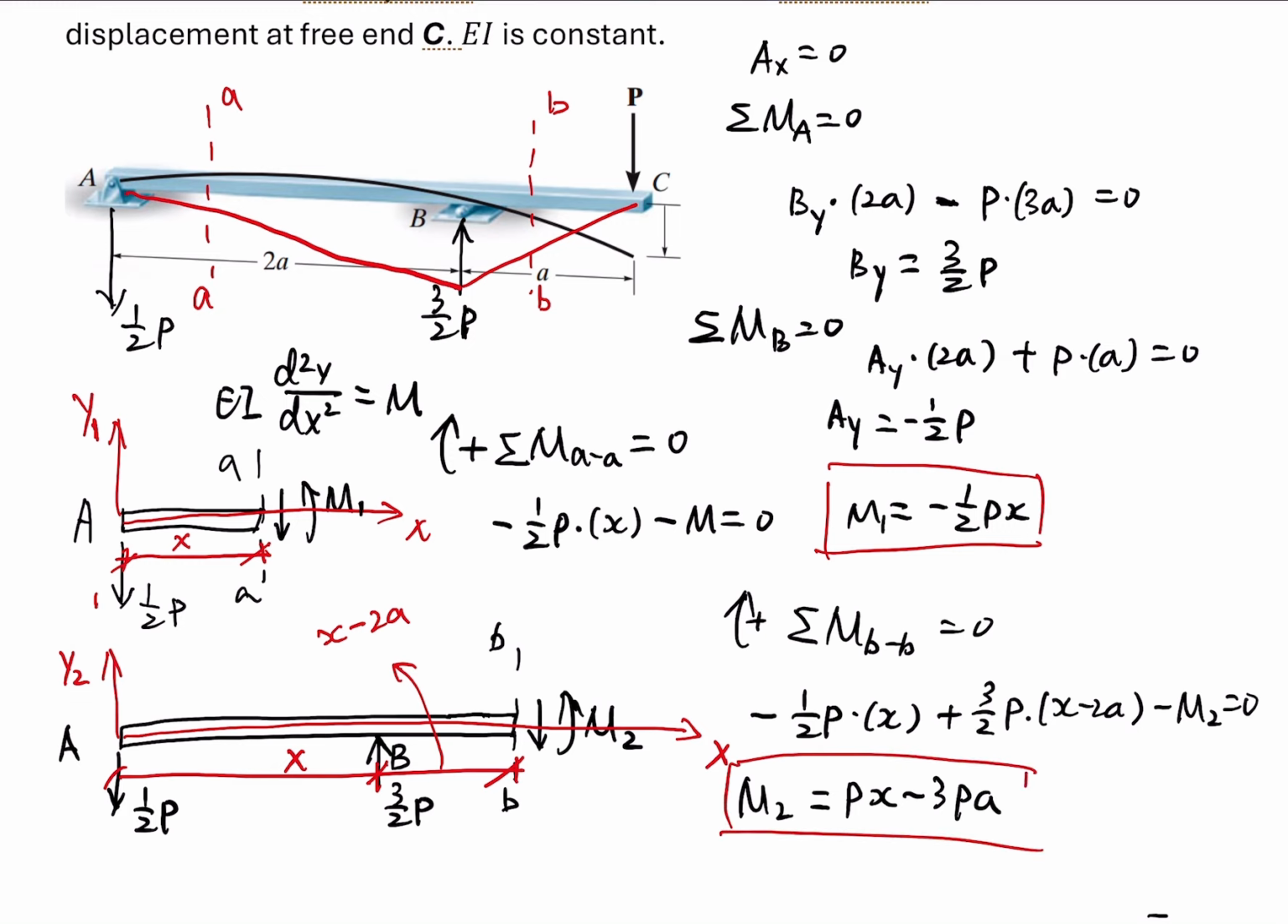Once we have these bending moment equations, we apply the elastic beam theory, and based on double integration, we can find the deflection at any point of this beam. We will show you this procedure in part 2.